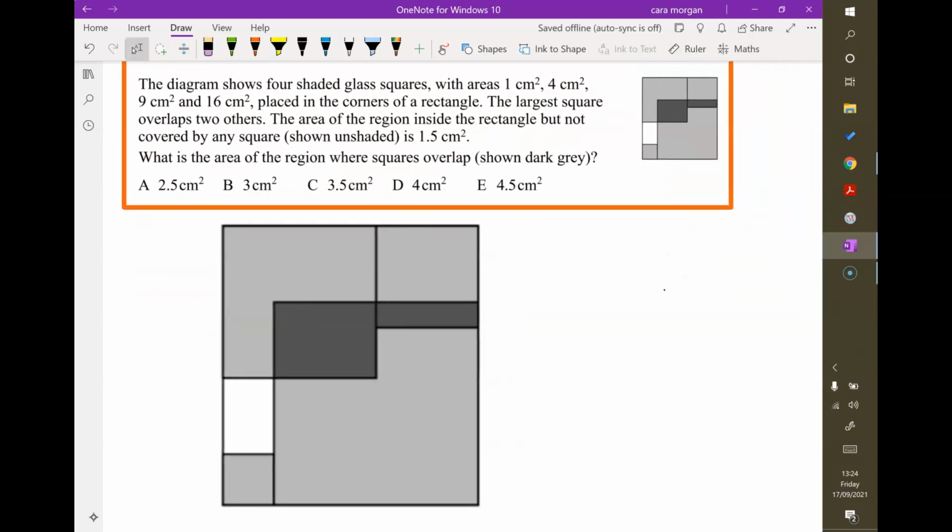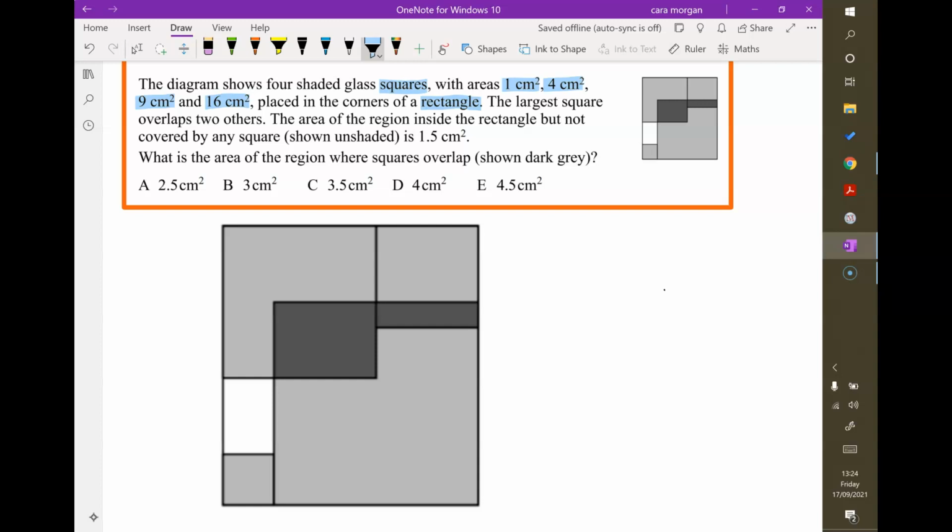So I've made this diagram a little bit bigger so that I can write all over it. And I'm just going to have a little read of the question. So this diagram shows 4 shaded glass squares. Squares being really important, of course, all lengths are the same. With areas 1 centimetre squared, 4 centimetres squared, 9 centimetres squared, and 16 centimetres squared, and they're placed in the corners of a rectangle. That means that the outline of my biggest shape that I can see, the lengths are not necessarily the same on the height and the base.